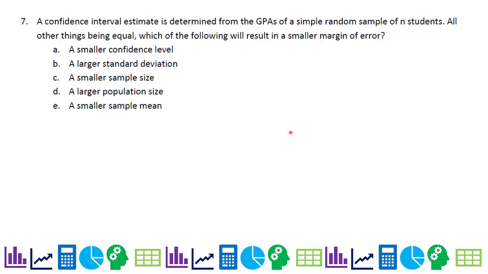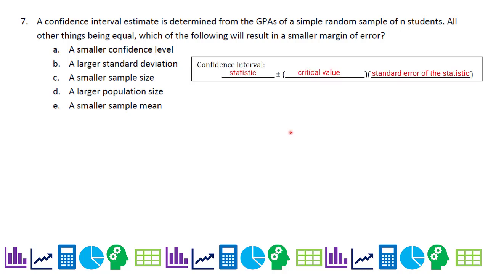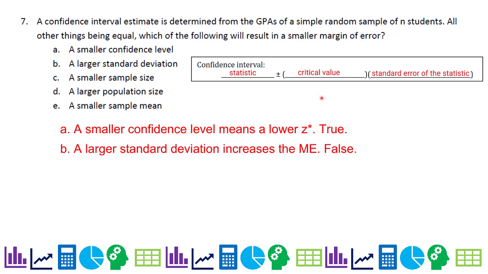Number 7, a confidence interval estimate is determined from the GPAs of a simple random sample of n students. All other things being equal, which of the following will result in a smaller margin of error? So again, remember the confidence interval, the margin of error is this piece right here, the critical value times the standard error of the statistic. So a smaller confidence level means that you have a smaller critical value. So this value would be a smaller margin of error. So we're going to say it's probably A. A is true. A larger standard deviation would increase the margin of error, right?